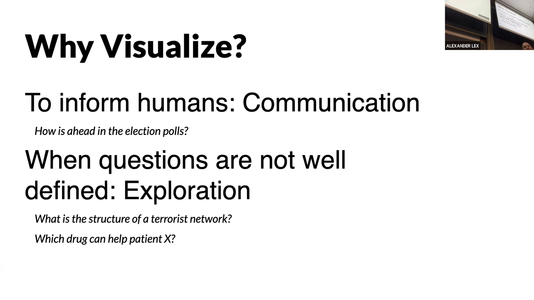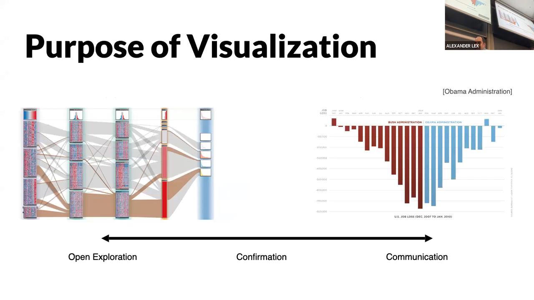But most of the time, the questions that we really are interested in aren't that well-defined. So we have some fuzzy notion that this data set could tell us something. And then we can use data visualization to explore what goes in. So for example, questions that you could ask are, what is the structure of a terrorist network? Or what truck could help a specific patient with a certain disease, right? These are the kinds of fuzzy questions that exploration with visualization is really great at.